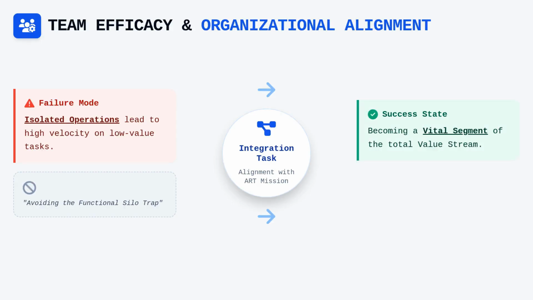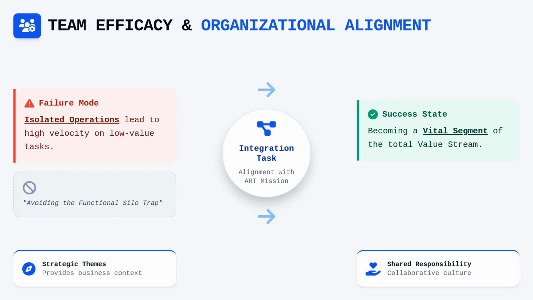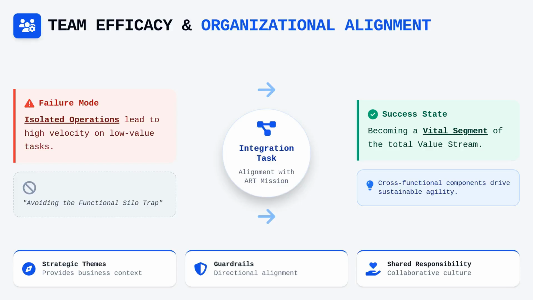High-performing teams are those that view themselves as a vital segment of the value stream rather than as an independent entity. This perspective reinforces a collaborative culture where helping other teams succeed becomes part of the shared responsibility. When the organization provides clear strategic themes and business context, the team can effectively self-organize around those priorities. This alignment serves as the guardrail for autonomy, ensuring that while the team decides how to get the work done, the work itself is always pointed in the right direction. The evolution from being a functional silo to a cross-functional component of value is the cornerstone of sustainable organizational agility.